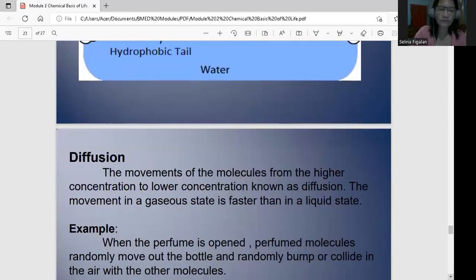When do we mean diffusion? The movement of molecules from a higher concentration to a lower concentration, such as the movement of gases. So diffusion is used for gas. For example, when you open a perfume, you notice its smell spreads out. That movement is what we call diffusion.